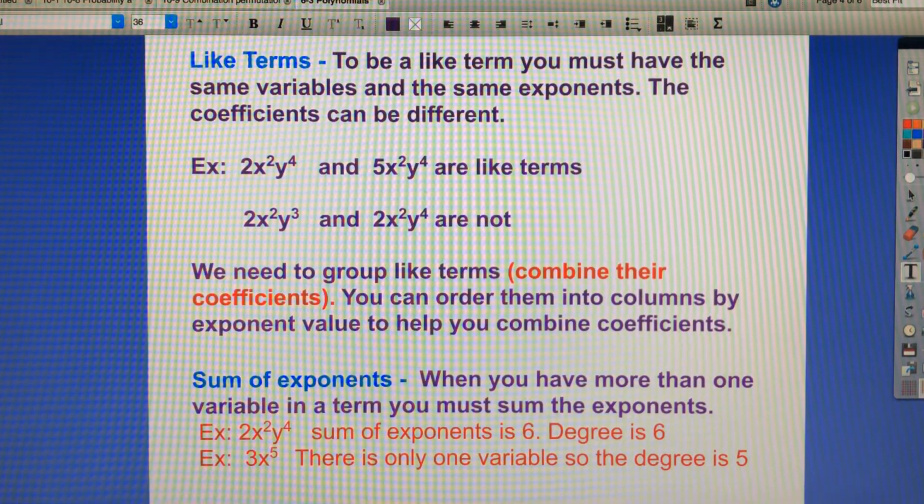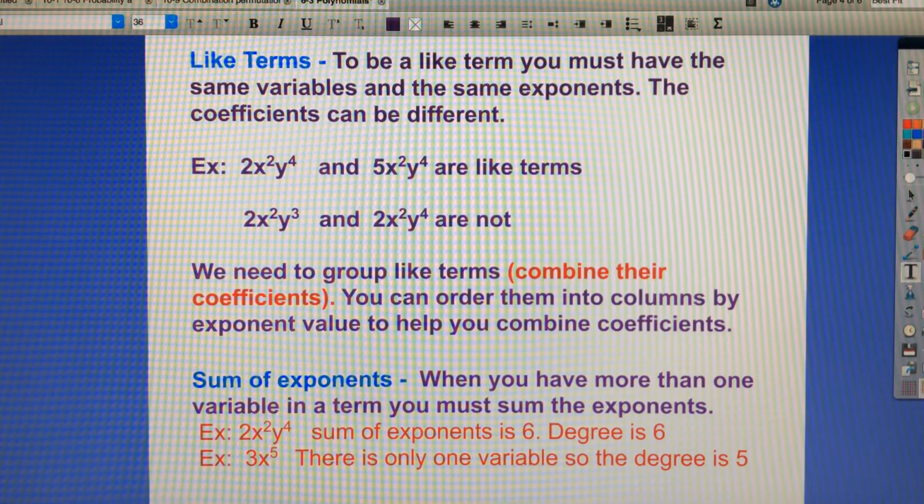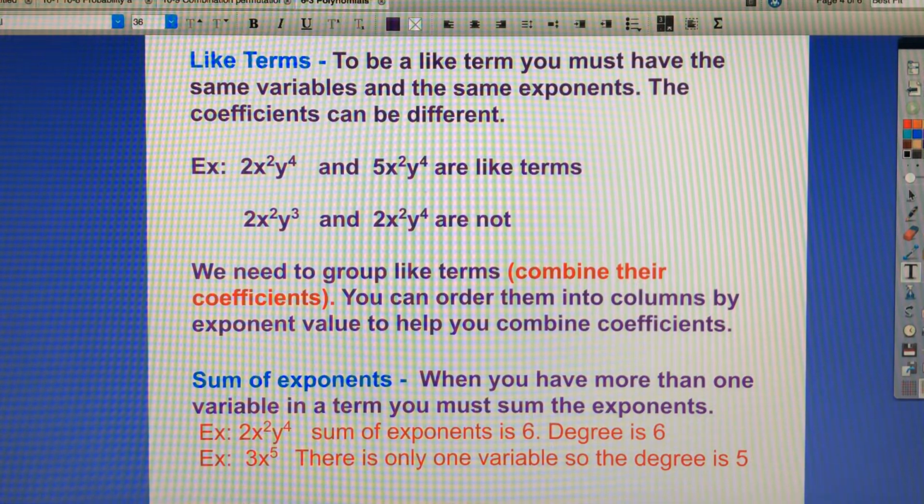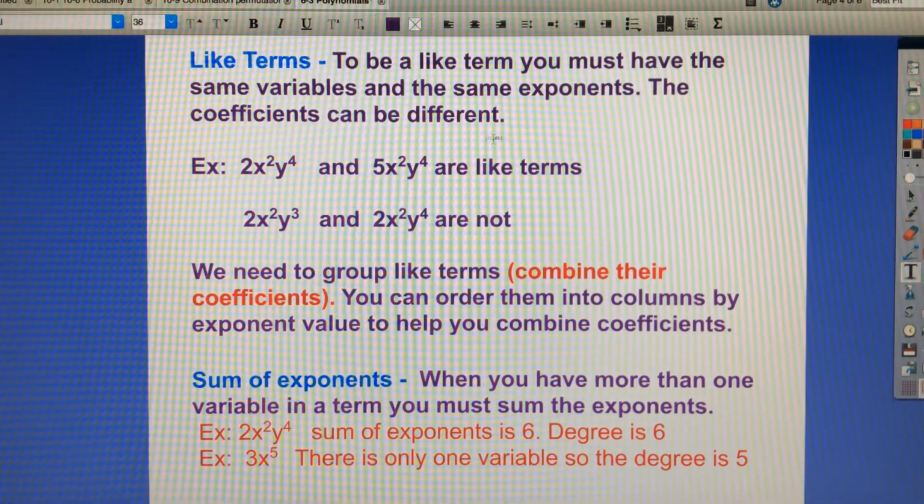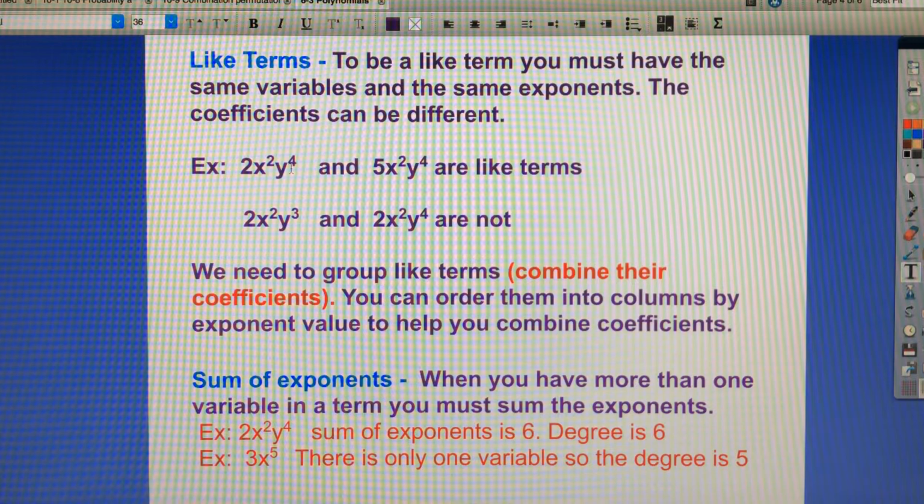Like terms. To be a like term, this is extremely important, you must have the same variables and the same exponents. The coefficients can be different. 2x squared y to the fourth and 5x squared y to the fourth are like terms. 2x squared y to the third and 2x squared y to the fourth are not. The y's do not have the same exponent, therefore they are not like terms. You cannot combine their coefficients.